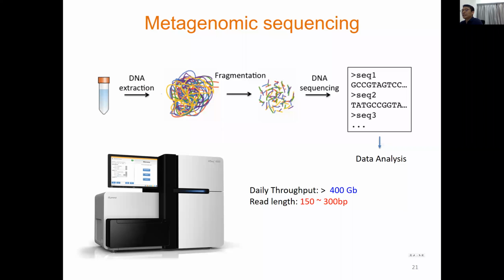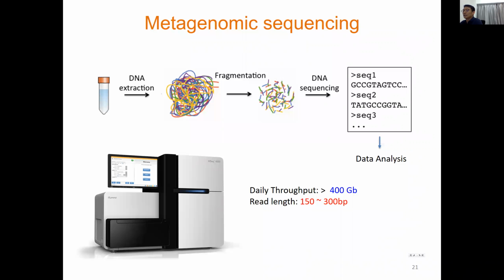And besides the community structure, sometimes we also need to know the detailed information of the microbial community. Therefore, we need to sequence all the DNA in the sample instead of a specific region. That is shotgun metagenomics sequencing.